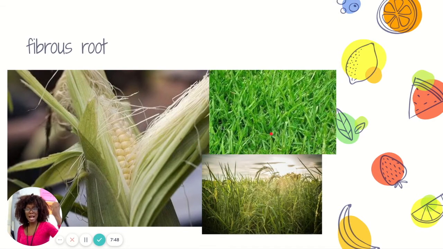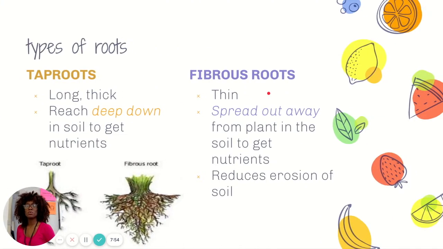If you ever rip some grass out of the ground, you can see that their roots have a lot of little fibers on them. They're fibrous roots. So again, the difference is that tap roots are going to reach deep down in the soil to get nutrients, while the fibrous roots are going to be thin and spread out. Instead of going deep, they're going to stay shallow and just spread away.